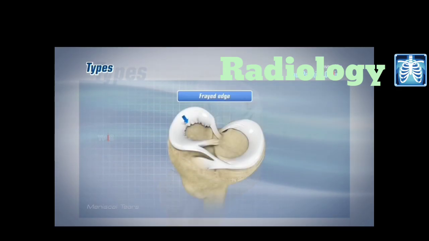These include frayed edge. In this type, the inner rim of the meniscus has a ragged appearance. Radial tear. This type of tear occurs as a sharp split which starts along the inner edge of the meniscus extending towards the lateral rim. Parrot beak tear. This is an oblique tear of the inner rim of the meniscus which appears curved like a parrot's beak.